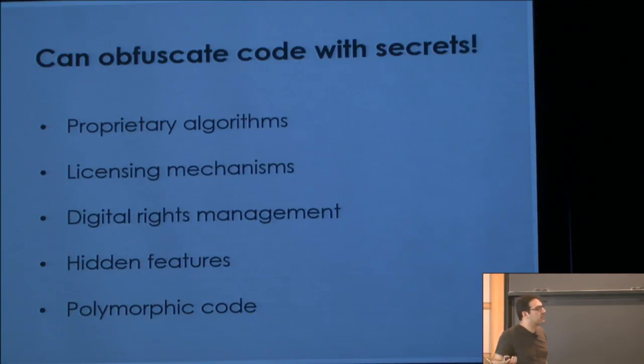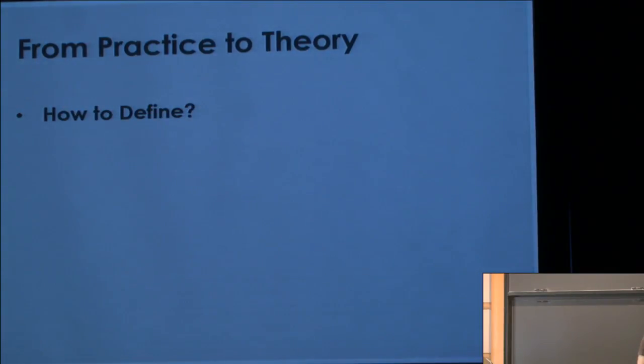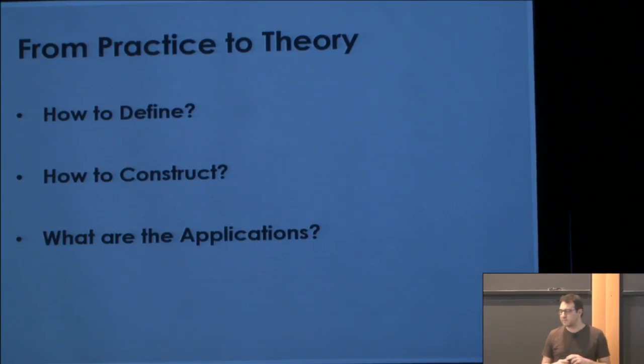Okay, so there's a lot more to say about obfuscation in practice, but today we're going to think about obfuscation as theoreticians. We're going to talk about solutions of a different type that are not just delaying the adversary. So here's my from practice to theory slide. When we want to develop a theory of program obfuscation, there are some standard questions that we need to answer. First, we need to understand how to define mathematically what it means for obfuscated code to be secure. Then we also need to understand how to construct such secure obfuscation and what its applications are.